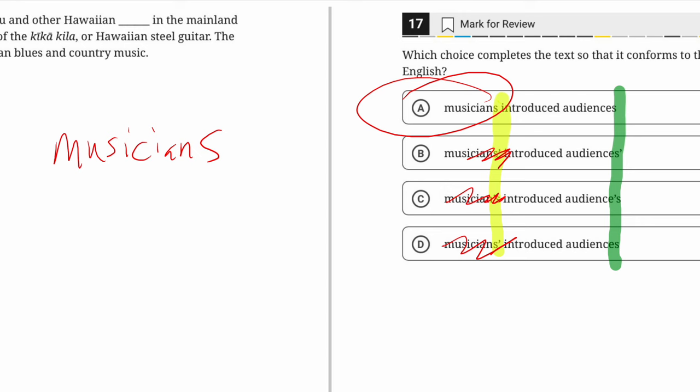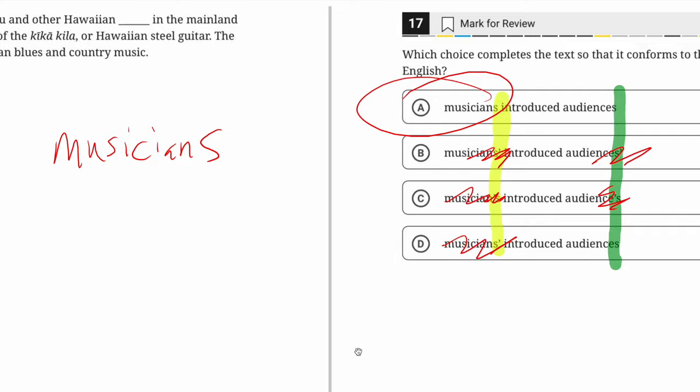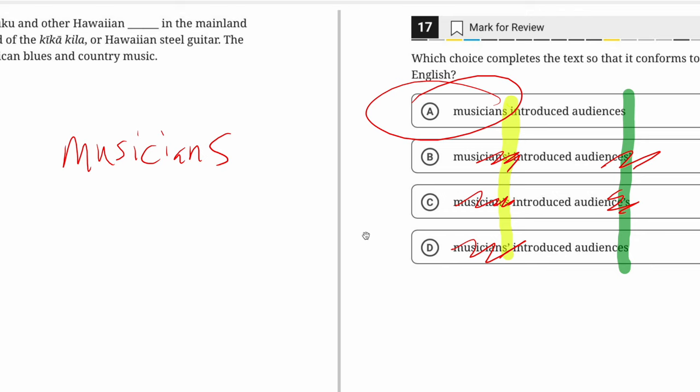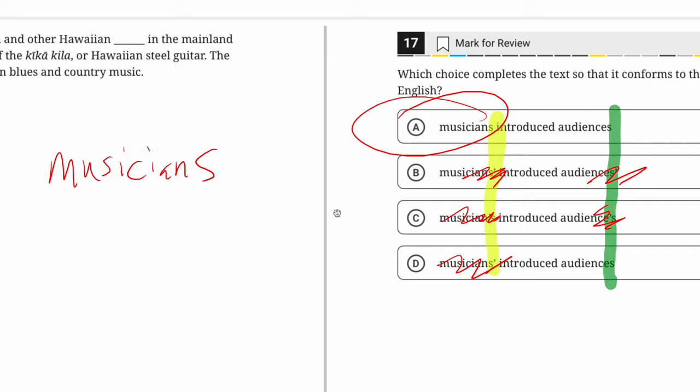If we had focused on audiences, we could have eliminated two. But sometimes you might be more confident about one than the other. But there's nothing possessive here. It's not like audience's ears or musician's talents or something like that. So there's no need for an apostrophe.